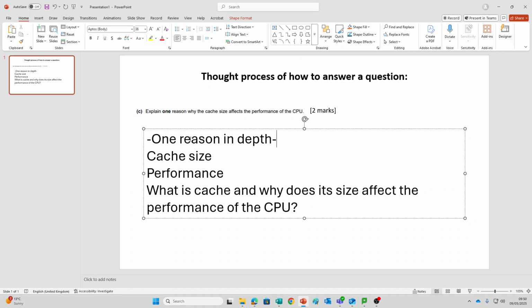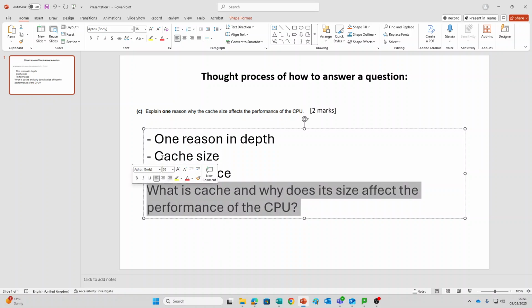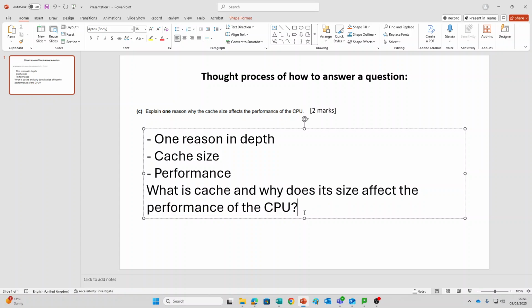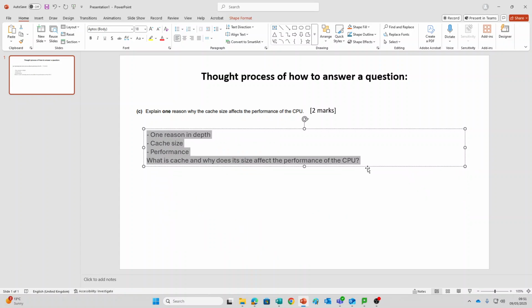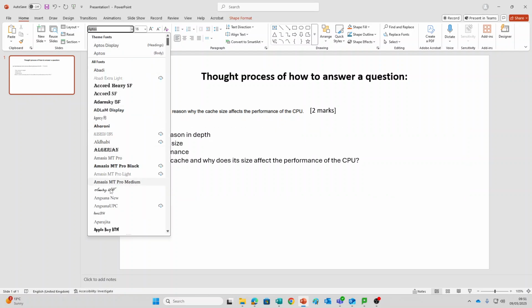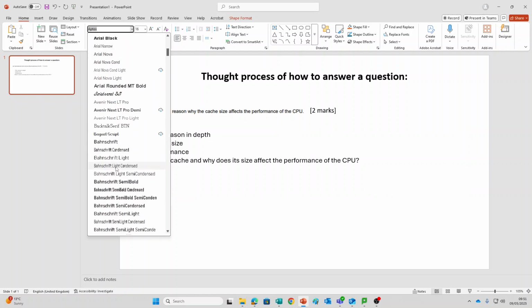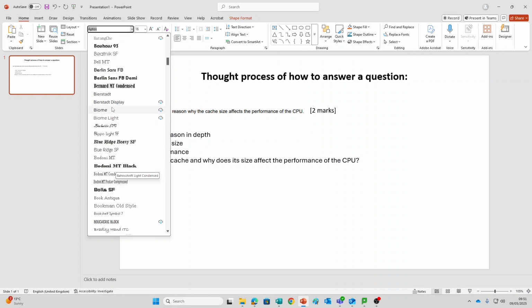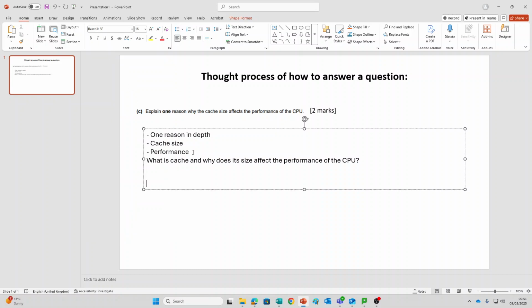I'm not just going to start writing answers, I'm going to start thinking first. So what is cache and why does its size affect the performance? And that is the question you need to answer, both sides of it. So I'm just going to shrink this a little bit to give myself a bit more room. So then I answer it. I'll pick a different font just to make it look a bit more interesting, so that I've got a different answer font. So this might be my answer in the paper.